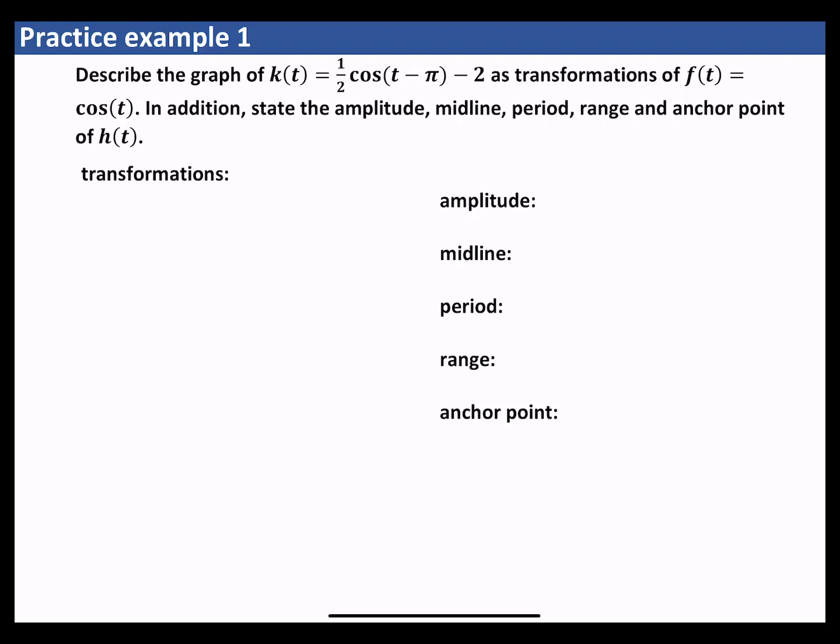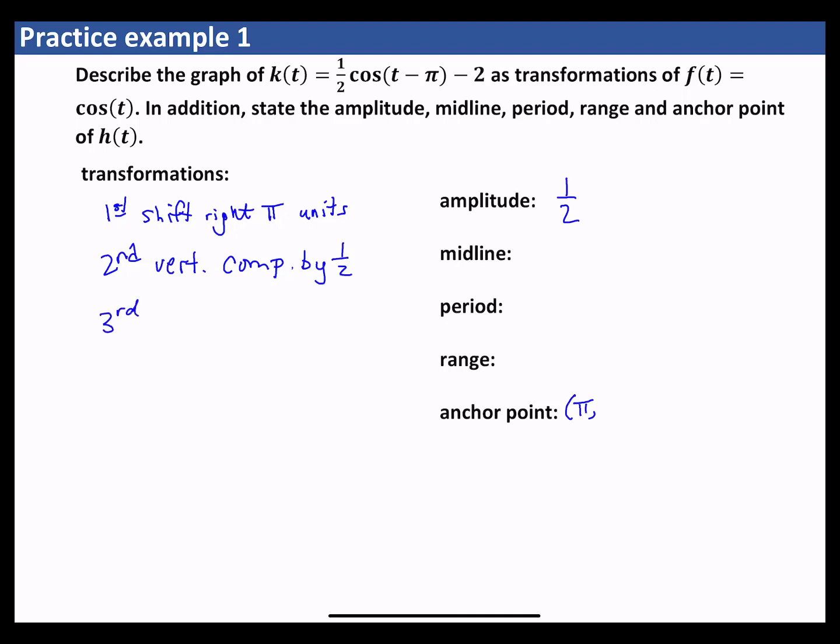Alright, so we know that the first transformation is a horizontal shift right pi units. This tells us that the anchor point will have a t-coordinate of pi. The second transformation is a vertical compression by a factor of 1/2. This means the amplitude is 1/2. The last transformation is a shift down 2 units, making the midline y equals negative 2.